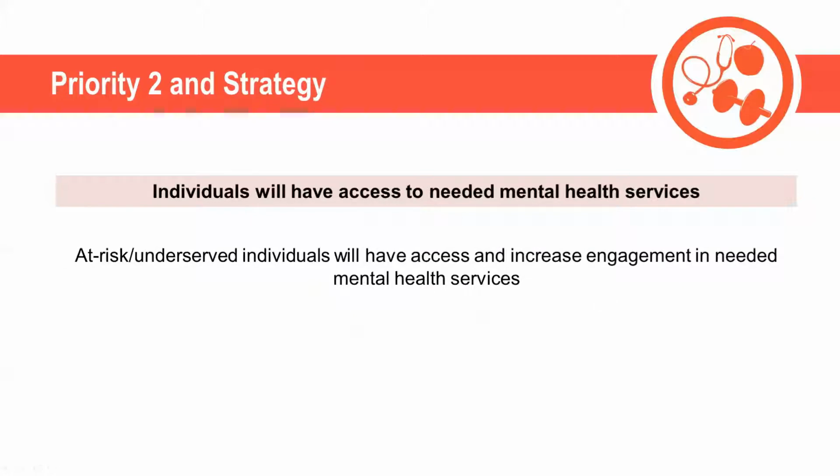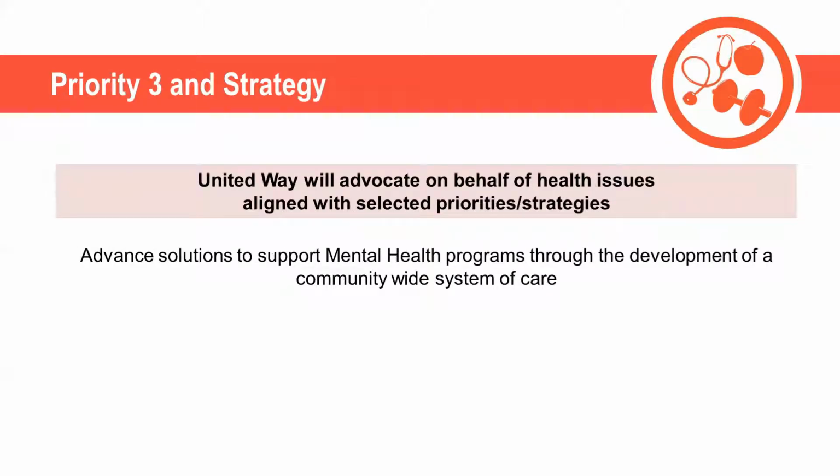Priority two and strategy one, because there is only one: individuals will have access to needed mental health services. So needed mental health services is critical, the needed part. And then at-risk underserved individuals will have access and increased engagement in needed mental health services. And then we do provide priority three and its strategy here, but most likely this will not apply because this is coordination of programs versus coordination of clients, and all the other priorities and strategies are coordination of clients.